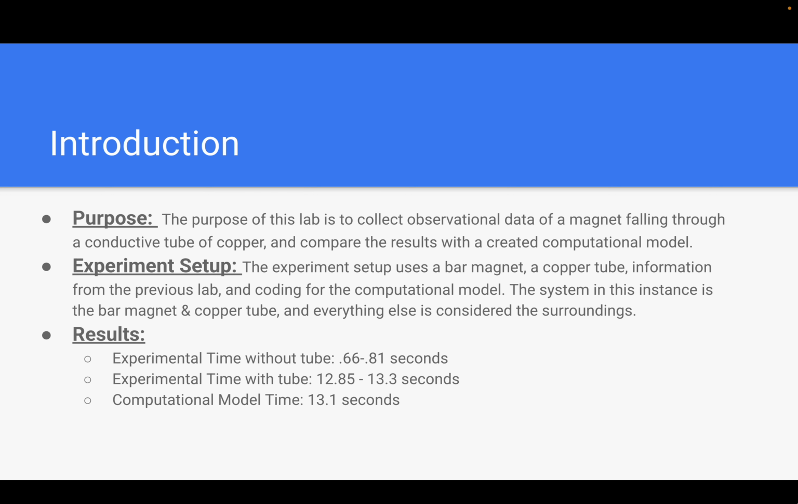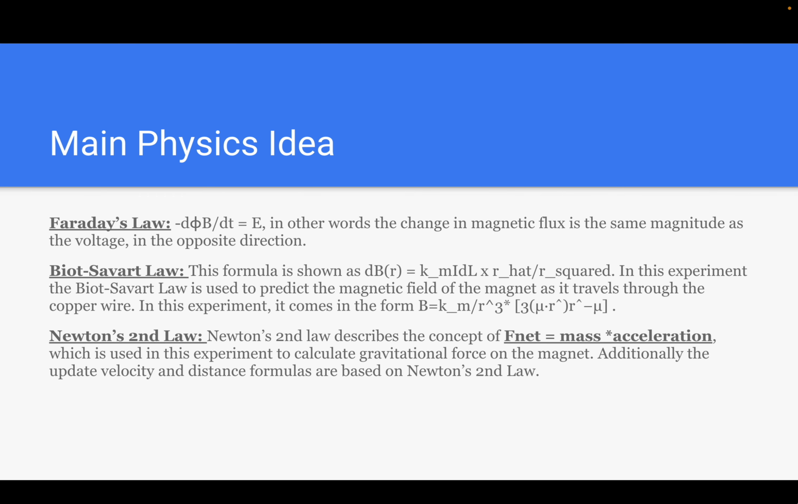So the overall results when dropping the bar magnet from a meter away without the tube, it was around 0.6 to 0.8 seconds. The experimental time when dropping the bar magnet through the tube was around 12 to 13 seconds, and the computational model provided that the time was 13.1 seconds for the magnet to drop through the copper tube.